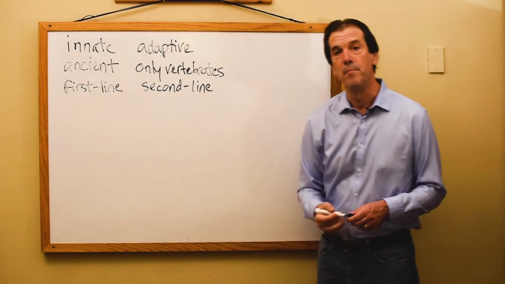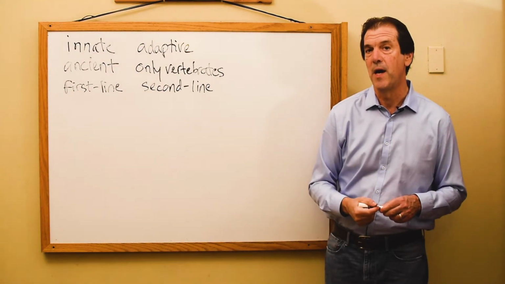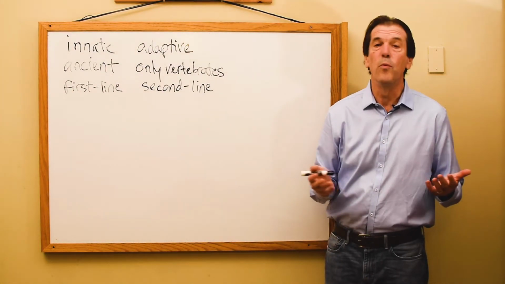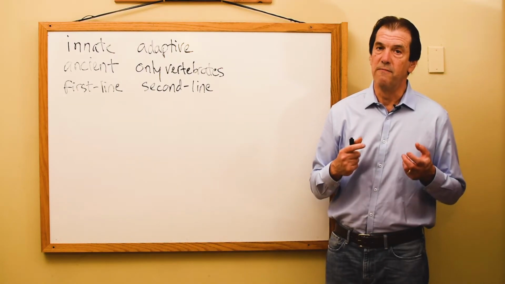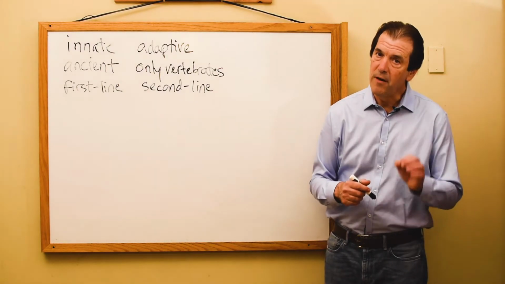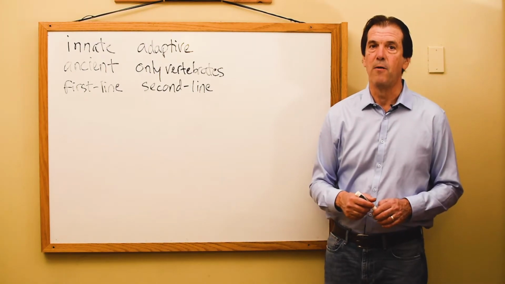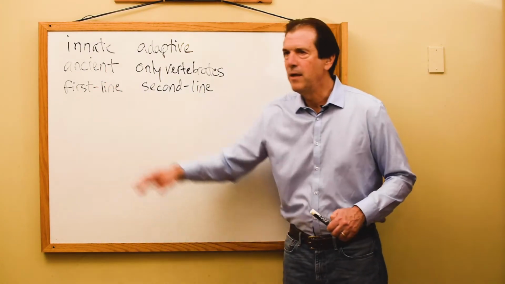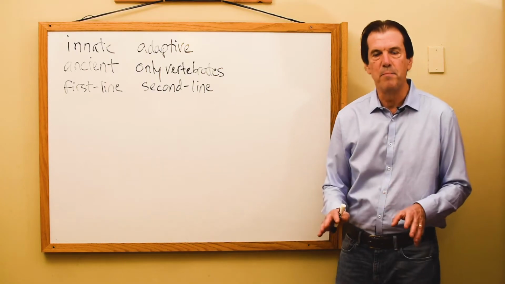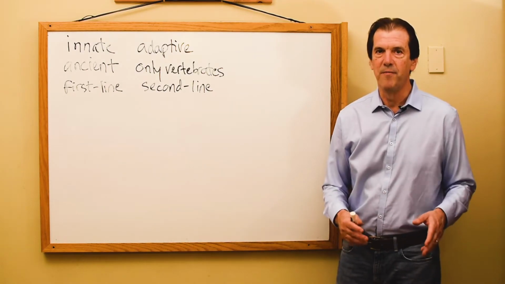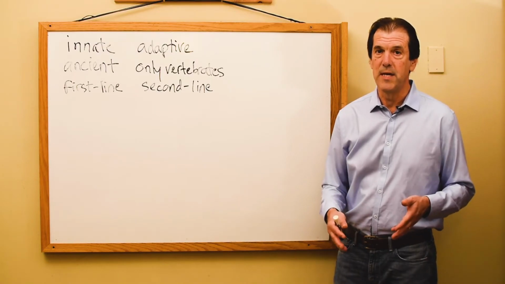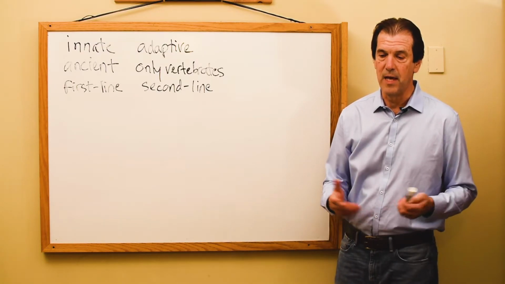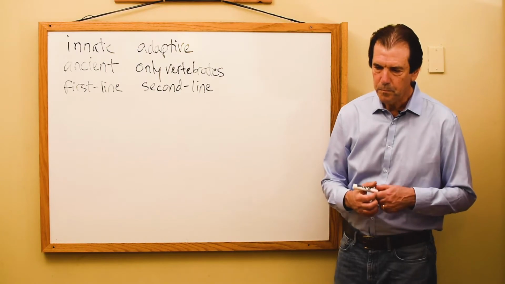It takes time to mount an adaptive immune response. It takes maybe on the order of a week or two, but once that response is mounted, it's very, very powerful. It's very specific and very powerful. So, the innate immune system tries to keep things at bay to give time for the adaptive immune system to kick in and really go to town on the invader that's come into the body.